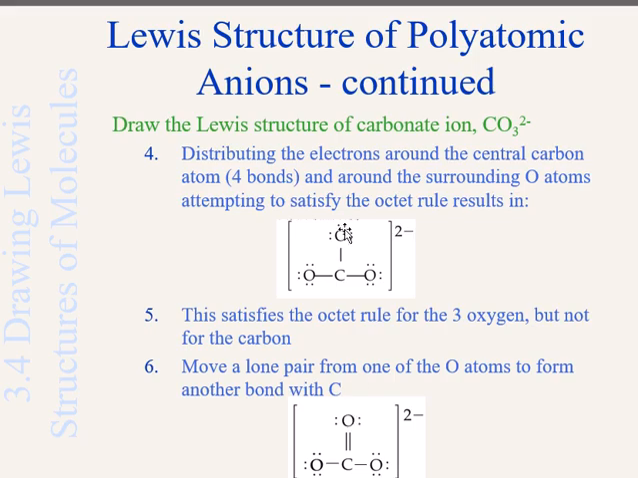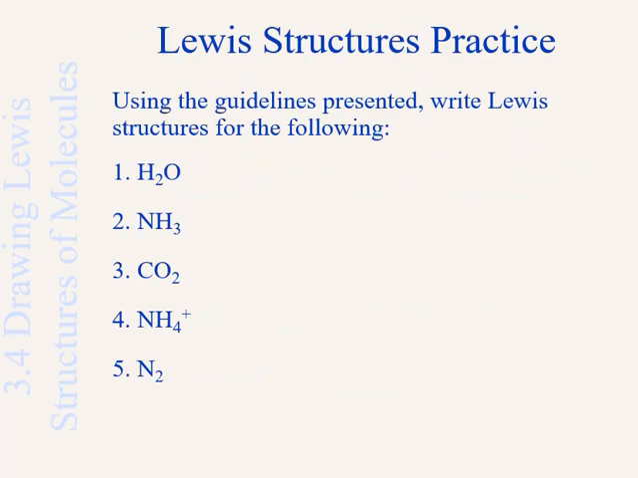You notice that these two electrons up here are missing here, and they are used to make a bond. Now carbon also has an octet, and everybody is satisfied, everybody is happy, and that's how we make the Lewis structures of polyatomic anions. Here are some examples for you to try.